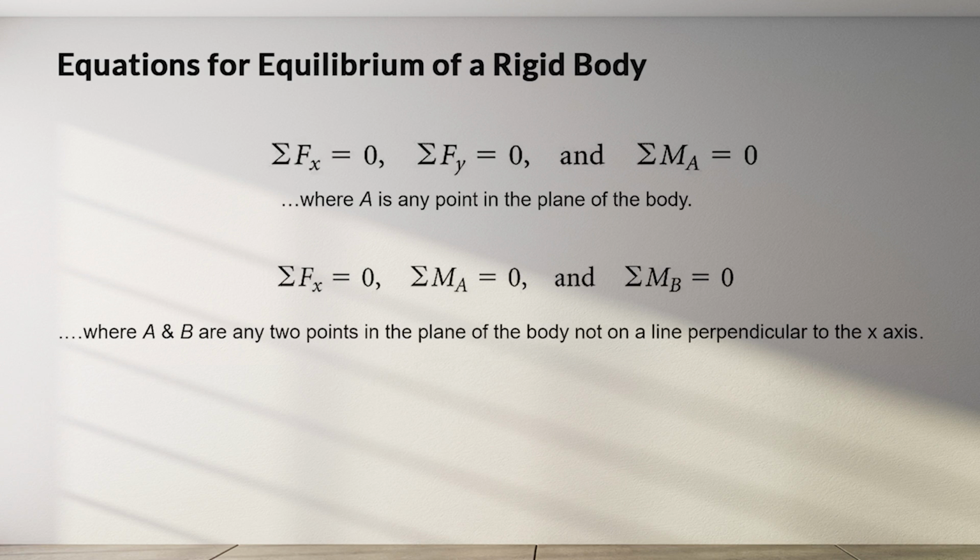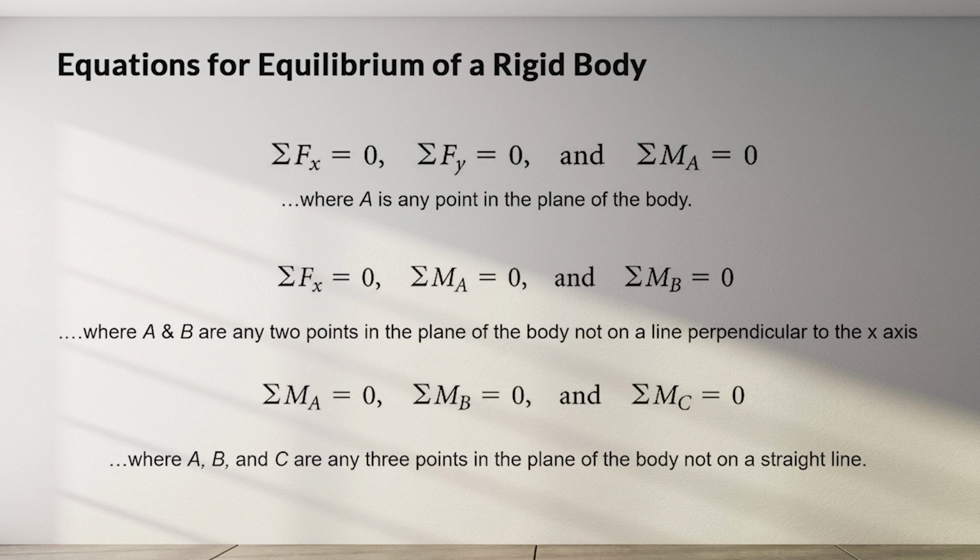In the third possible set of equilibrium equations, both force equations have been replaced by a moment equation, where A, B, and C are any 3 points in the plane of the body not on a straight line. An equilibrium problem can be simplified by selecting equations that result in only one unknown in each equation. Moment equations can frequently be used to eliminate unknowns by summing moments about the point of intersection of the lines of action of two unknown forces.